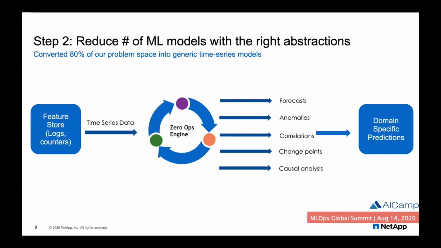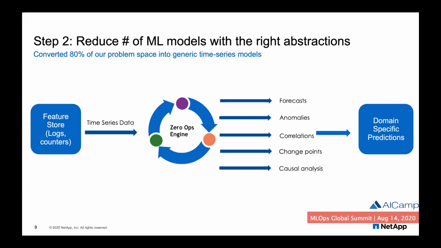So we built this generic engine. We're not too good at naming, so we called it the zero ops engine. It doesn't really mean anything. But we take all of this data that's in our feature store. So what's in our feature store? It's things like logs, right? Our storage system logs. Think of it, like in the Linux world, it would be the equivalent of your Linux logs. Or performance counters, or significant events that have occurred.